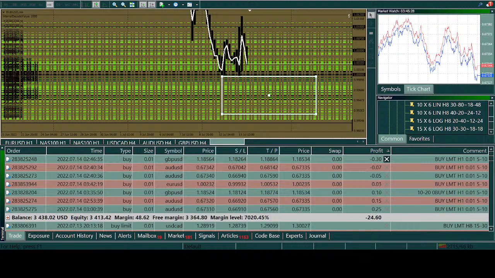48K, not 48K, but about 24K of Australian dollar. Actually, it's pretty cheap to buy the Australian dollar.